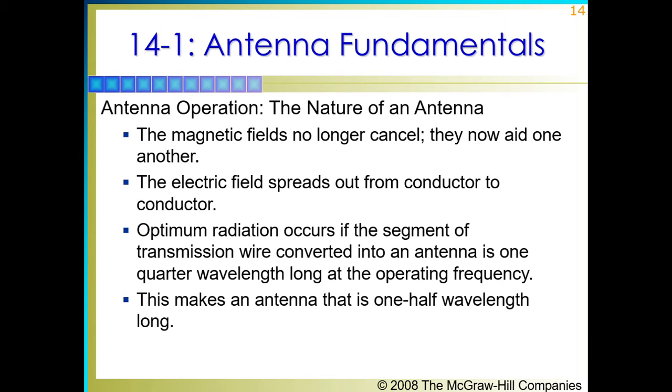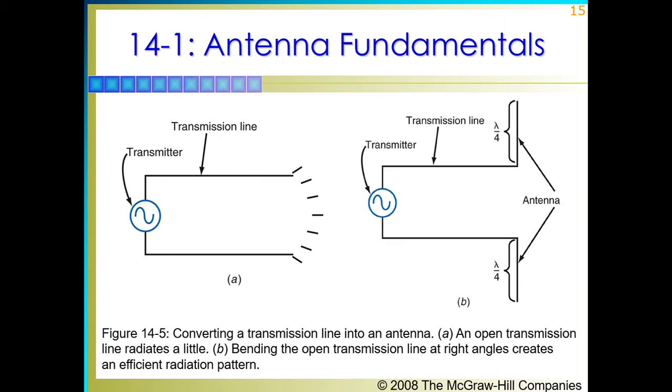The electric field spreads out from conductor to conductor. Optimum radiation occurs if the segment of transmission wire converted into an antenna is 1/4 wavelength long at the operating frequency. The radiation in the first figure is inefficient and unsuitable for reliable transmission or reception. In the second figure, the radiation from a transmission line can be greatly improved by bending the transmission line conductors so they are at a right angle to the transmission line. The magnetic fields no longer cancel, they now aid one another.